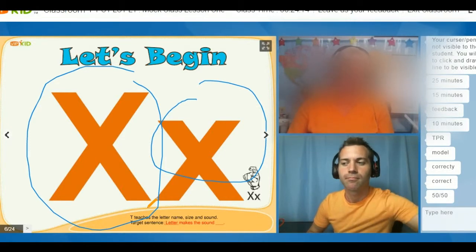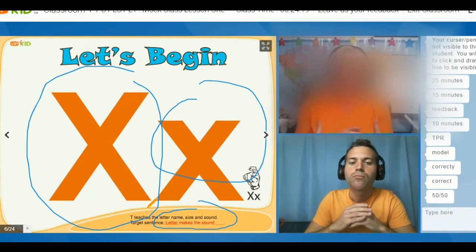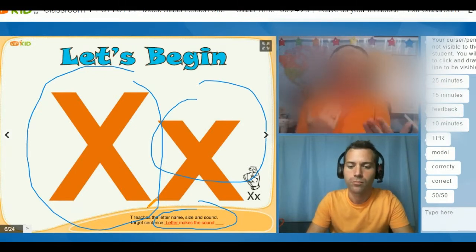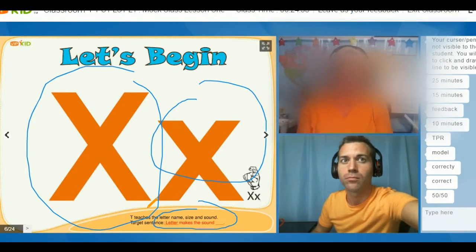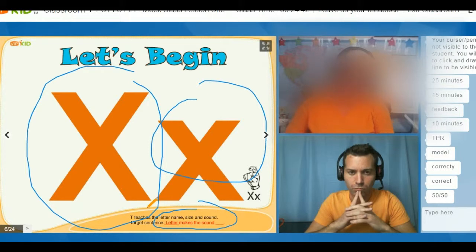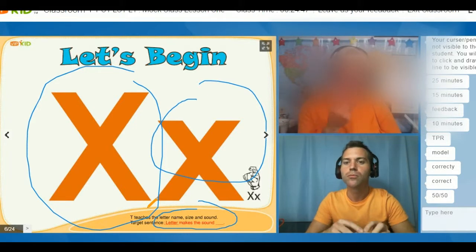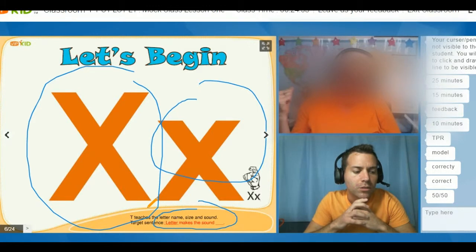Also, you did a good job modeling the target sentence that X makes the sound X, but your student never actually said this target sentence. So make sure that your student is also using the target sentence appropriately and repeating it back to you. You did a great job with your synthetic phonics. You corrected the K sound with just a very crisp K. So that was wonderful.